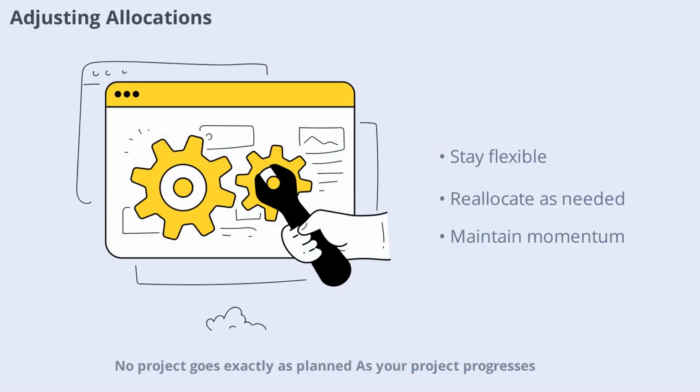No project goes exactly as planned. As your project progresses, you may need to adjust your resource allocations to respond to new challenges or opportunities. Being flexible and willing to reallocate resources helps you stay agile and maintain momentum. Let's look at how to make effective adjustments without disrupting your project.